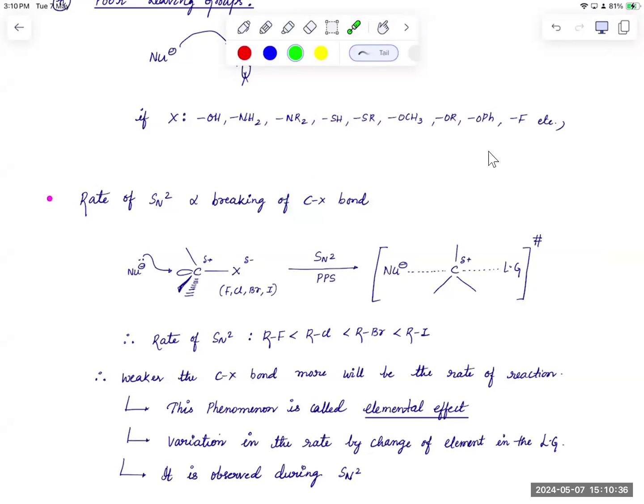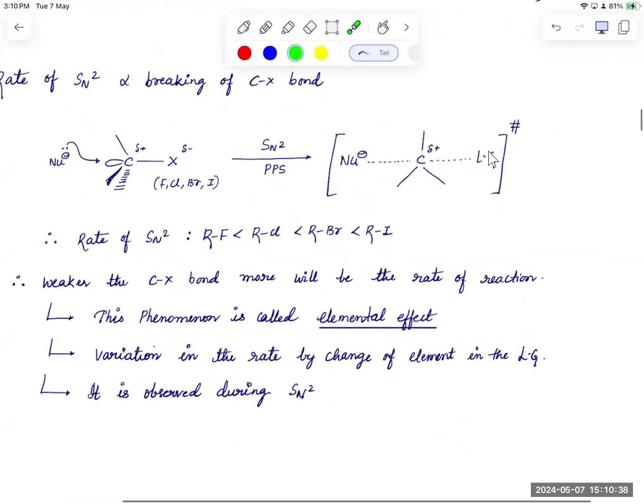How much is the rate? Let us see. When a nucleophile approaches, X minus is leaving. This X could be any halogen: fluorine, chlorine, bromine, or iodine. If you are using a polar protic solvent and making this transition state occur, then the rate of SN2 will be RF, RCl, RBr, and RI in increasing order. Why would this be? Because the iodine bond can be broken more easily as compared to R and Br, R and Cl, and R and F.